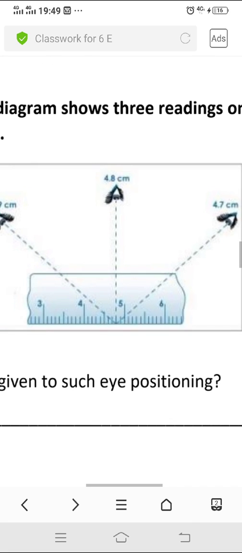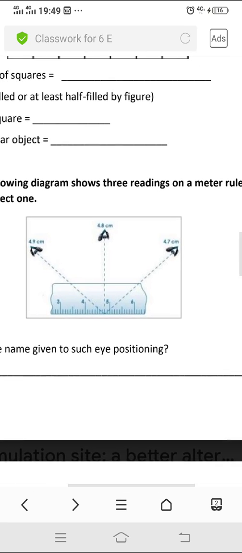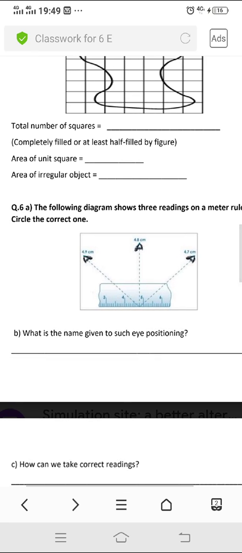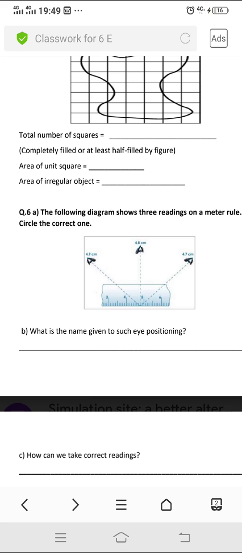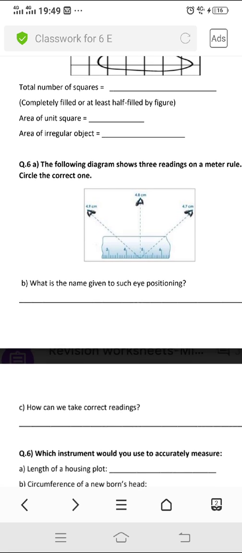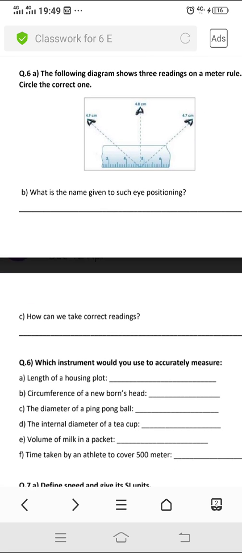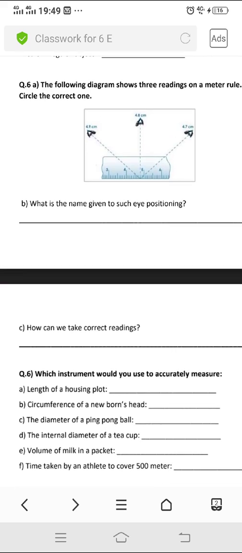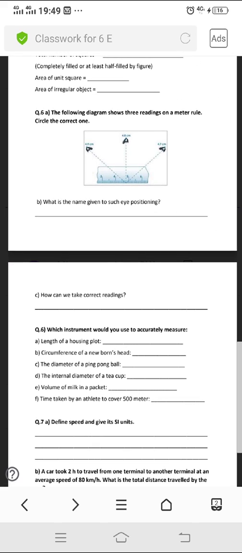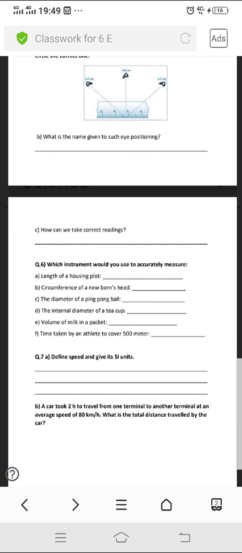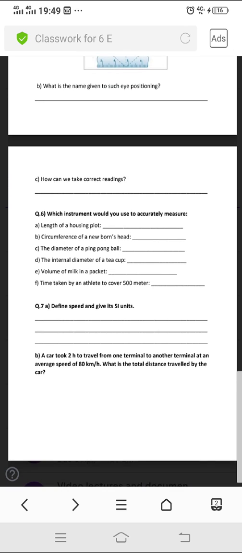Now, this is very important that you position your eye perpendicular to the reading, straight, in order to avoid the parallax error. Okay, so what is the name given to such eye positioning, right? Now, how can we take correct reading? So you can take correct reading by putting your eye exactly straight over there, perpendicular to the reading, so that you can avoid the parallax error.